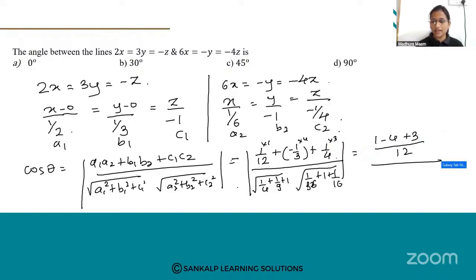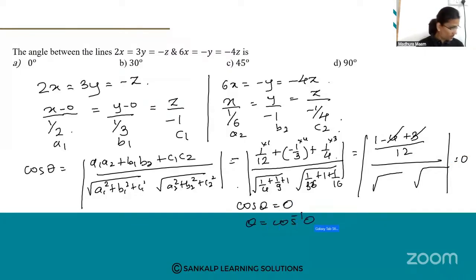Correct? Divided by, now see here, before I go for solving the denominator, what do I get here? 1 minus 4 is minus 3. Minus 3 plus 3 is 0. 0 by 12 is 0. Correct? So 0 by anything is again 0. So cos theta equals 0. That means cos inverse of 0. Yes, and cos of which angle is 0? 90 degrees. So what should be our answer? 90 degrees. That is option D.